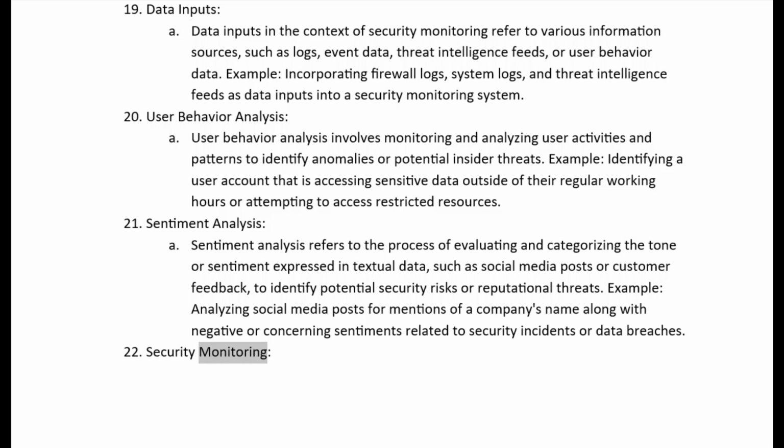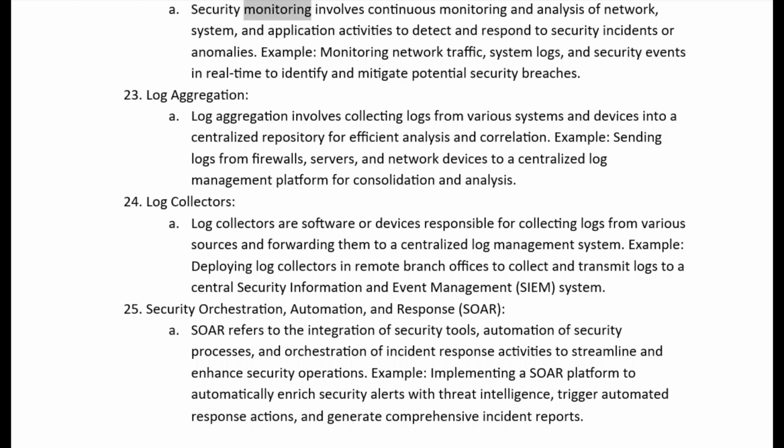Security monitoring. Security monitoring involves continuous monitoring and analysis of network, system, and application activities to detect and respond to security incidents or anomalies. Example: monitoring network traffic, system logs, and security events in real time to identify and mitigate potential security breaches.